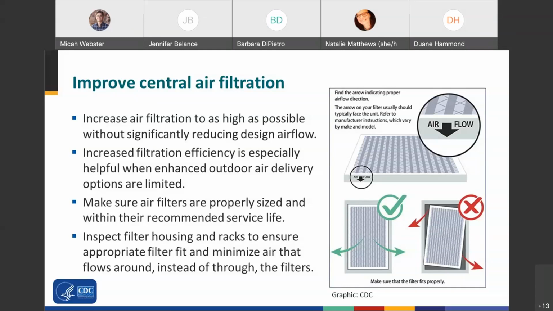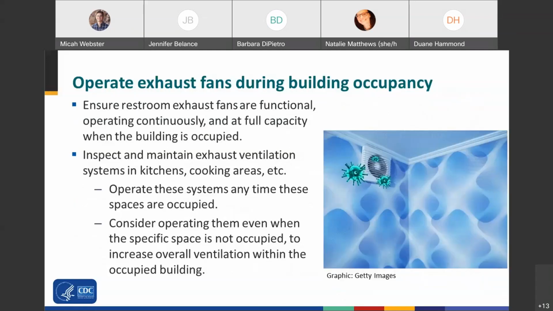Make sure air filters are properly sized within their recommended service life, and that's the maintenance element that comes into play. Inspect filter housing and racks to ensure appropriate filter fit and minimize air that flows around instead of through the filters. You want a nice seal around those.